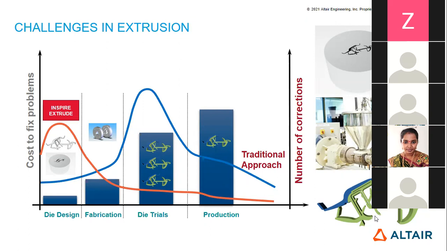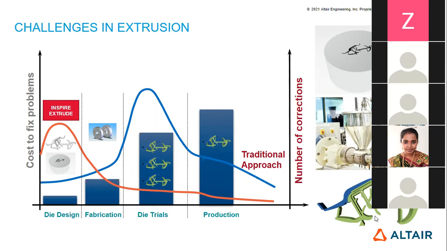Here you can see these graphs belong to all the analytical tools, but I have mentioned it for Inspire Extrude. The blue line goes for the traditional approach. We used to do the traditional approach in the past, and most industries are still using it now. They waste a lot of money and time in trial and error, die trial and die errors, because they think they have a lot more experience about these things, but that's another matter.